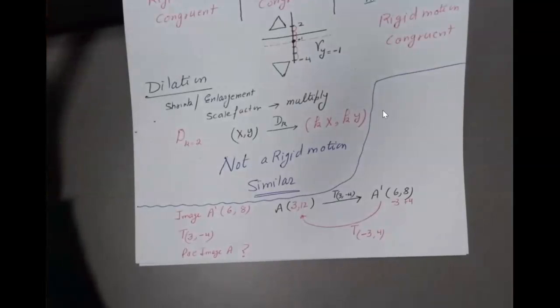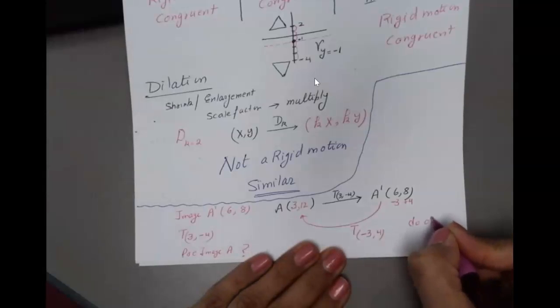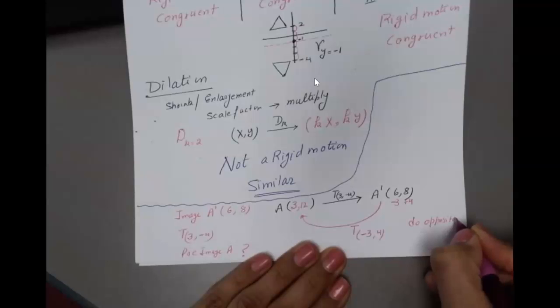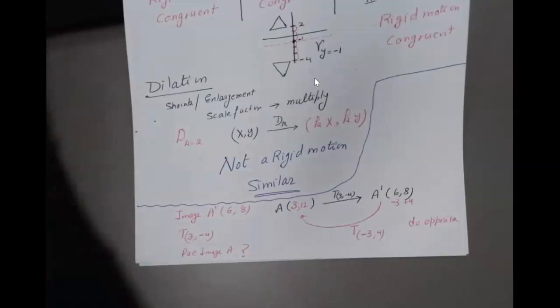We do the opposite. If you want to write it down, write it down. Do opposite. If they say rotate clockwise, you're going to rotate counterclockwise. If they say scale factor is 2, instead of multiply, you're going to divide. Everything you're going to do opposite whenever the question is like that.